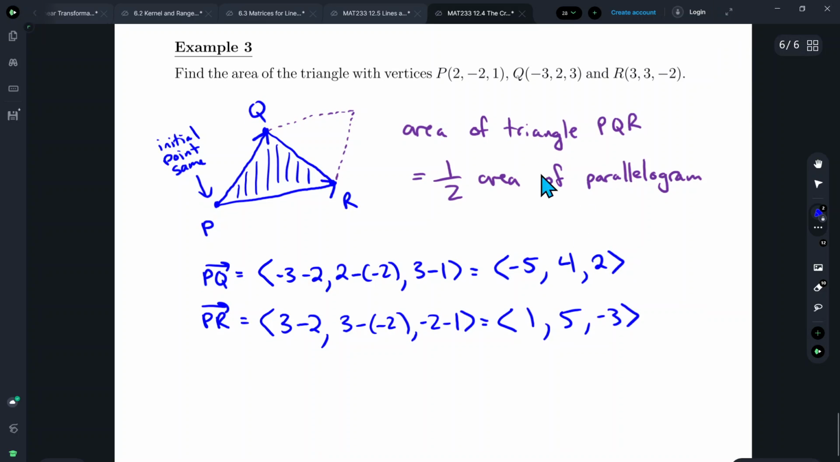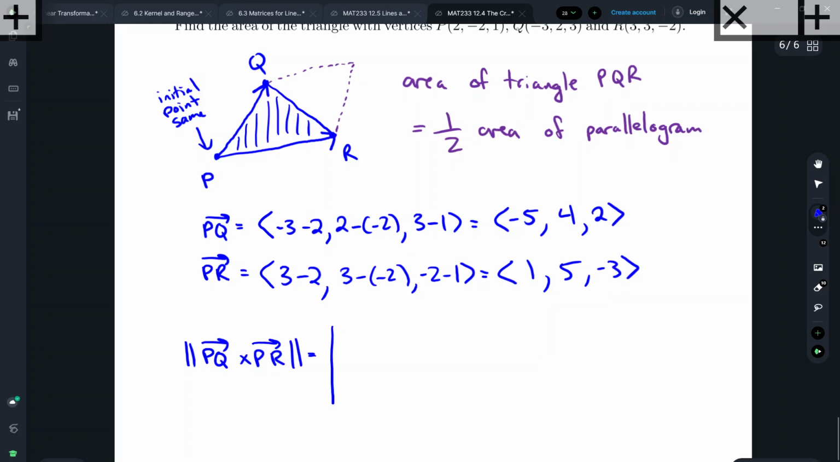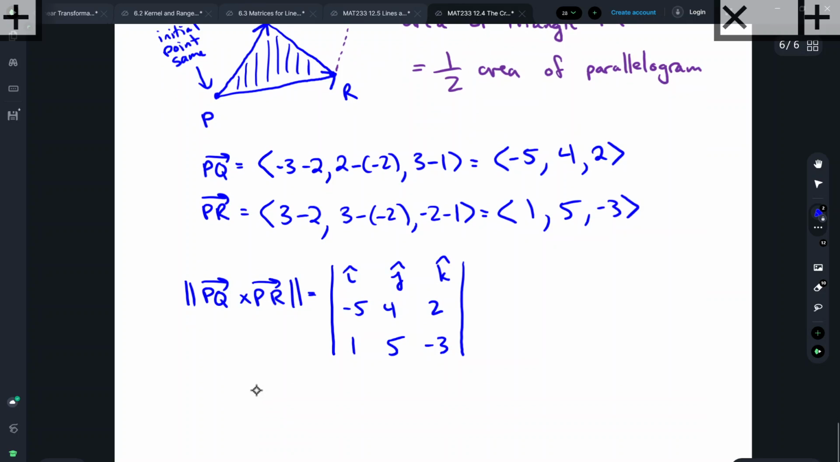Now I have my two vectors, and I'm ready to calculate their cross product, because the cross product is the area of the parallelogram. So PQ cross PR. I set up the determinant with i hat, j hat, k hat. PQ goes in the second row, so that's -5, 4, 2. PR goes in the third row, so that's 1, 5, -3. And then I expand this.